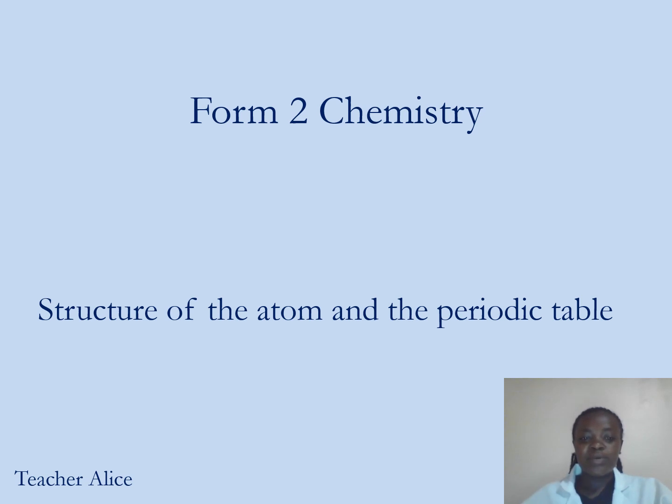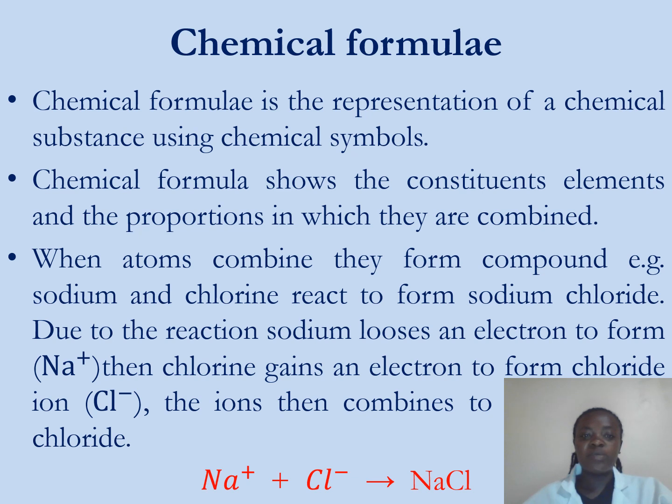So the first topic in Form 2 is the structure of the atom and the periodic table. Today we are looking at the last part of this topic. That is, we shall be looking at two things: one, the chemical formulae, and two, the chemical equations. So we start by looking at the chemical formulae.